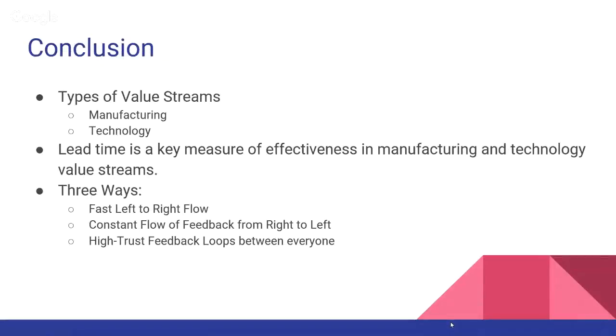Conclusion. We discussed the manufacturing and technology value streams. Lead time is a key measure of effectiveness in both manufacturing and technology value streams. And then the three ways: fast left-to-right flow, constant flow of feedback from right to left, and high-trust feedback loops between everyone.